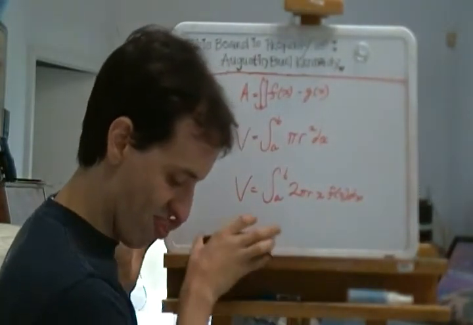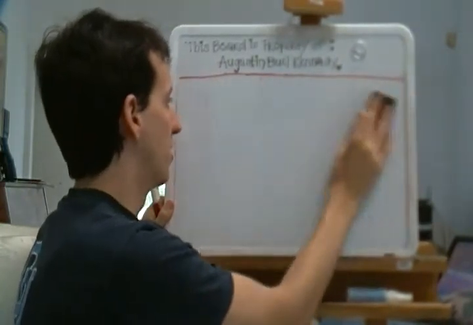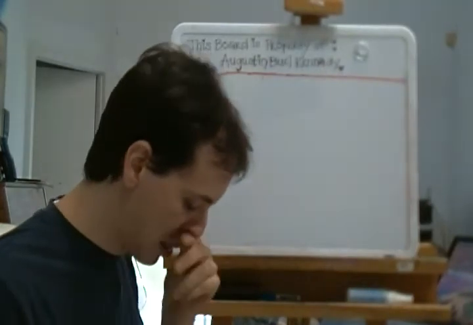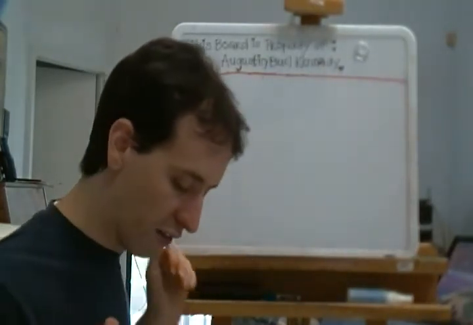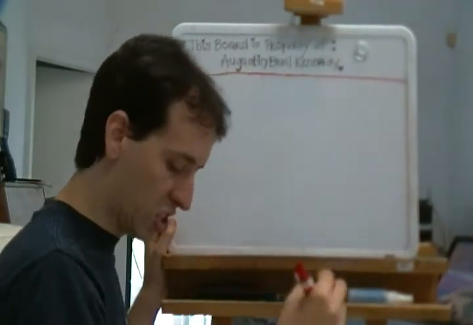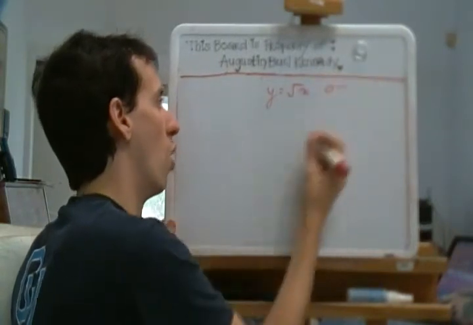Now, for one more example of this, so you can see it in action, because I think that's the best way to see it. Let's say I asked you to use cylindrical shells to find the volume obtained by rotating around the x-axis the region under the curve y equals square root of x from 0 to 1.